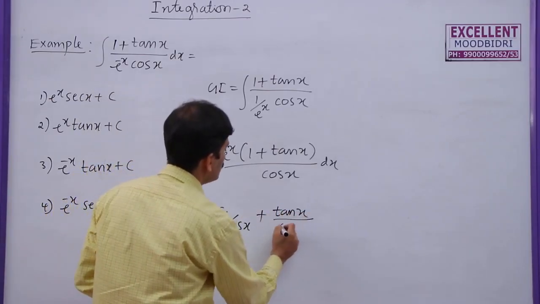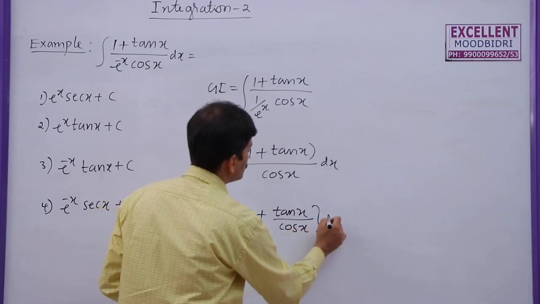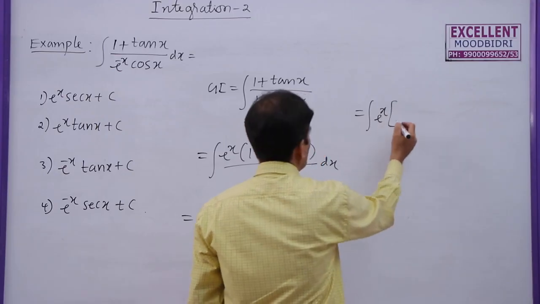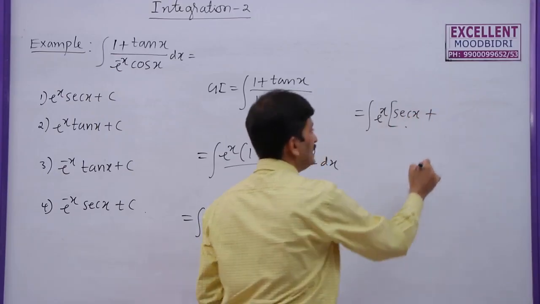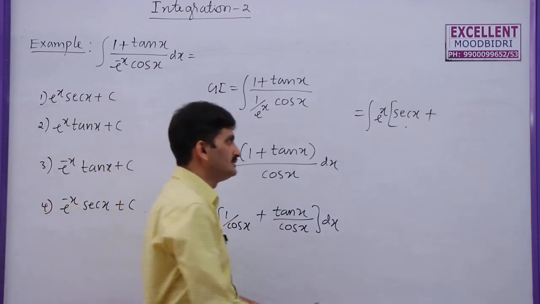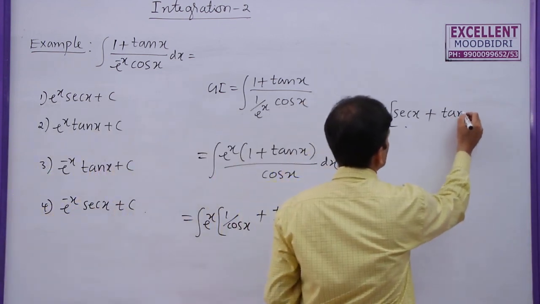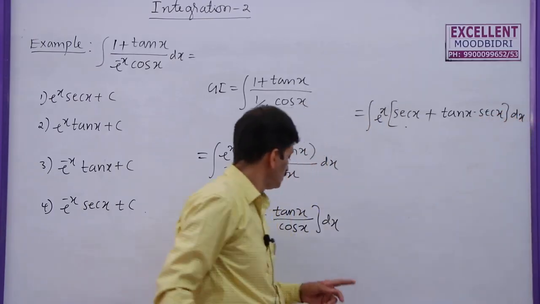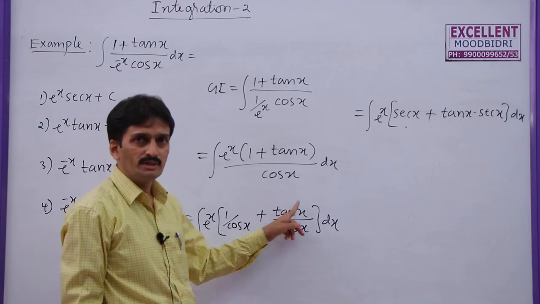Tan x by cos x dx can be written as the integral of e power x into 1 by cos x, which is secant x, correct? Tan x we write as it is, and 1 by cos x is secant x.